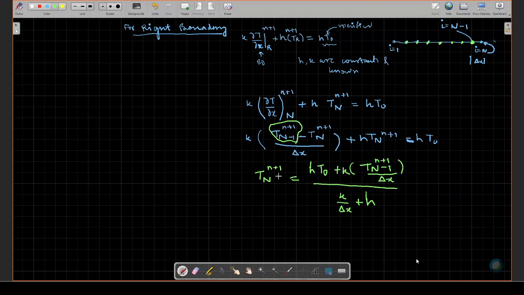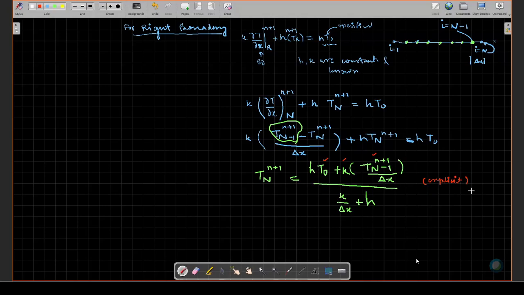So now you see, this is now explicit. Previously, everything was n plus 1. So this unknown is expressed in terms of known. This is also known. This value is also known. The first term is known. This is known. And this is also known from equation 1. And these are all constant, so these are also known. So this is nothing but explicit now. The whole scheme is explicit. Understand, this is an explicit expression.